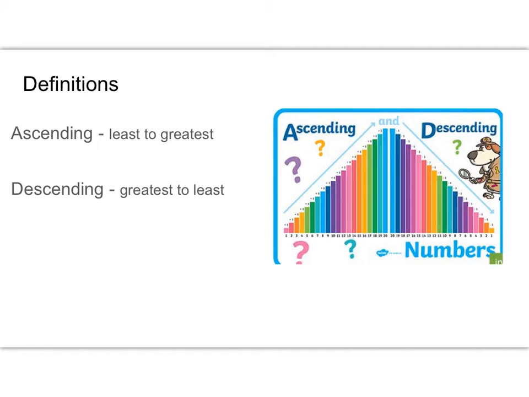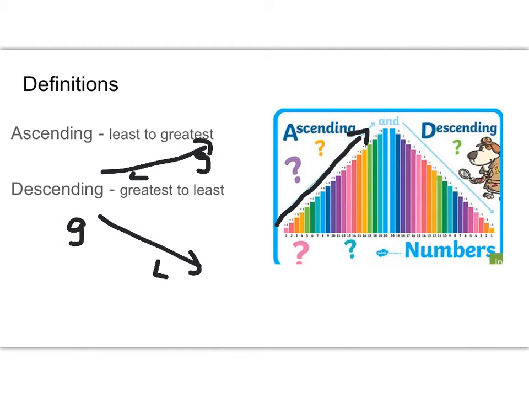The definition for ascending is increasing, so it's going from the lowest or the least amount to the greatest amount. You can also think of it as a set of stairs. You're going up. Descending is greatest to least, and it is going down. It is decreasing from the greatest number to the least. And again, you're going downstairs. You are descending.